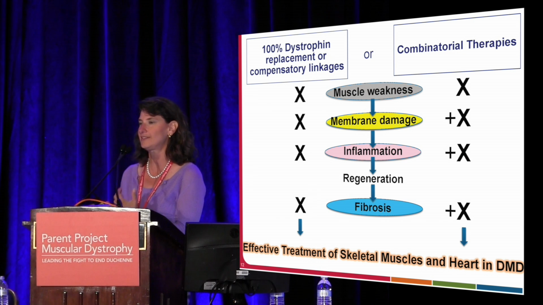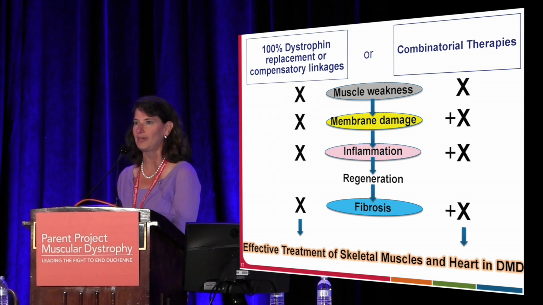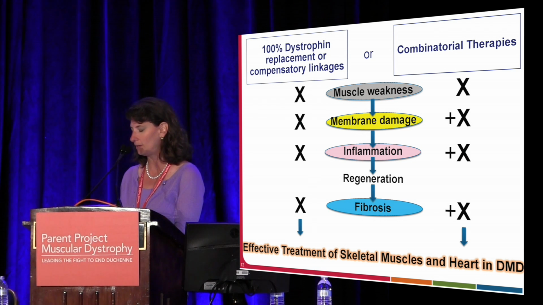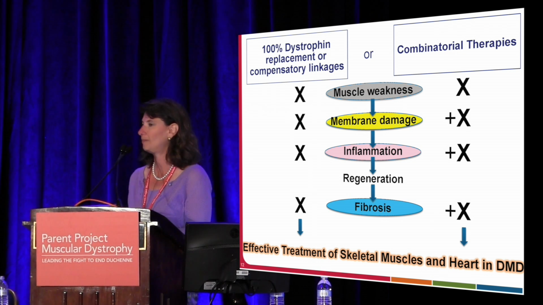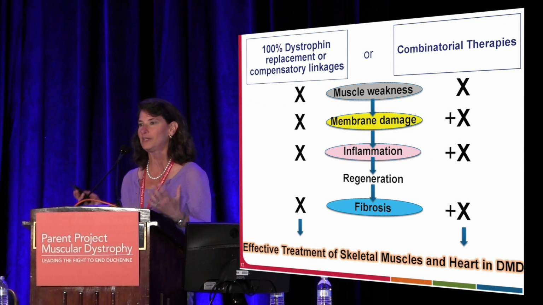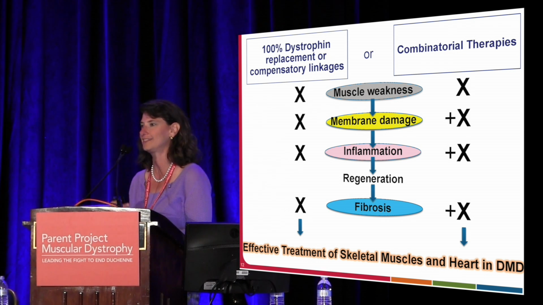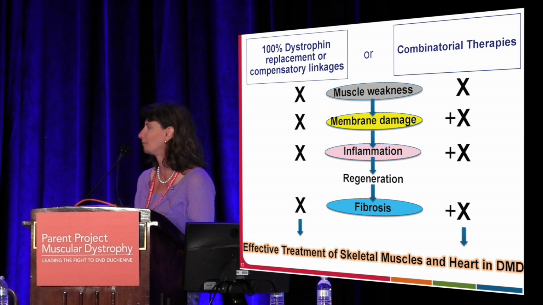So just to summarize and end with the possibilities of the therapies that really may become realities over the next few years. Ideally, it would be great if we could put back 100% dystrophin, full-length dystrophin, and completely replace all of the dystrophin that's missing. That would stop muscle weakness, stop membrane damage, stop inflammation, and stop fibrosis, and be an effective treatment of all skeletal muscles and the heart in DMD.